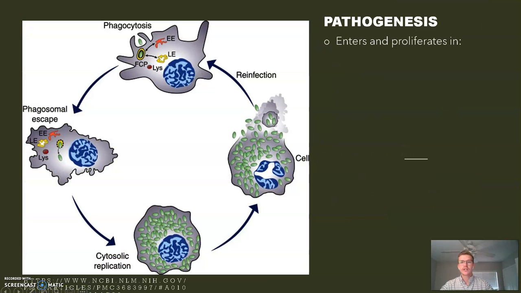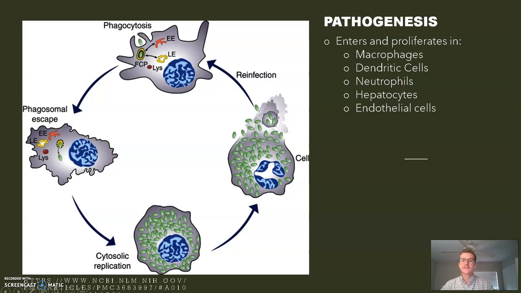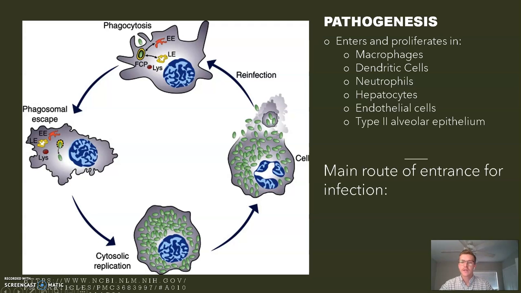All right, so the pathogenesis, right? So what we're going to have is this bacteria. It's going to enter the body through its vectors, and then it's going to proliferate in macrophages, dendritic cells, neutrophils, hepatocytes, endothelial cells, type 2 alveolar epithelium in the lungs, right? And so the main route for entrance for infection of the cells is phagocytosis.